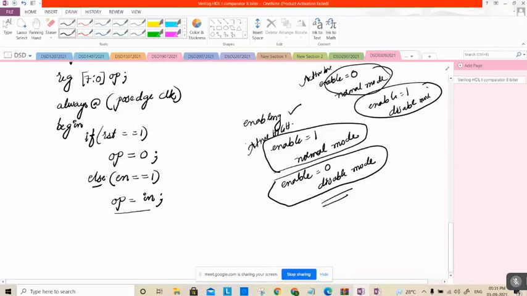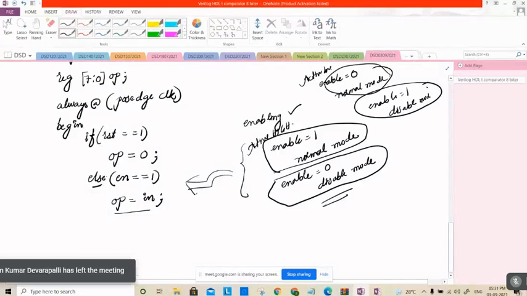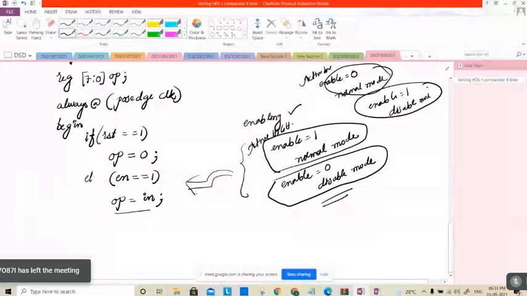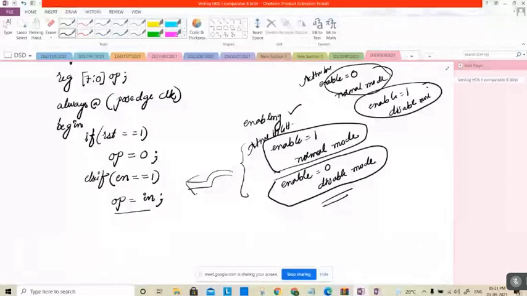Now tell me, with respect to this active high enable ni base cheskoni, idi right or wrong? Is it true or not? Else if, is it right or wrong? Will it work or not? Yes, sir. Work it out together. You may check it. Then end. Always loop is ended. End module.